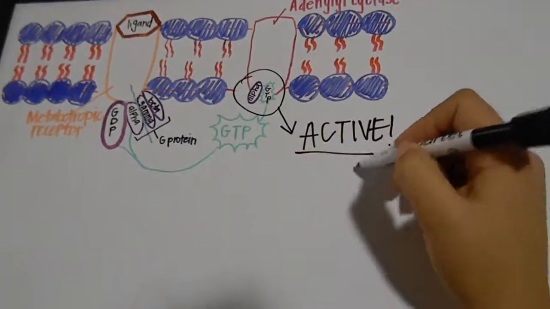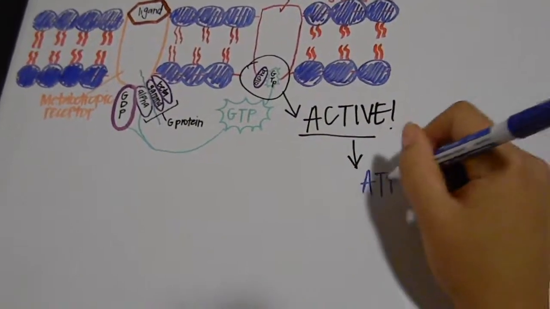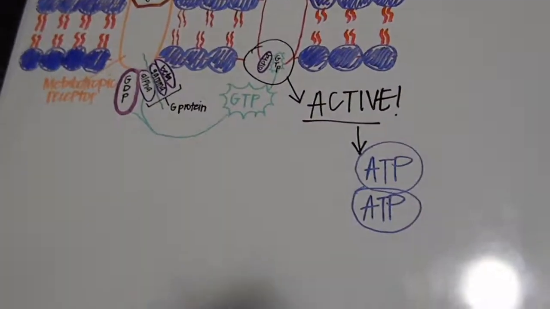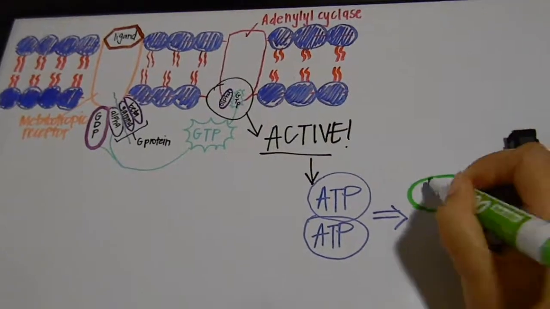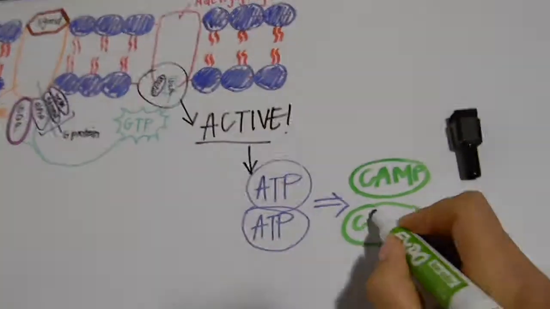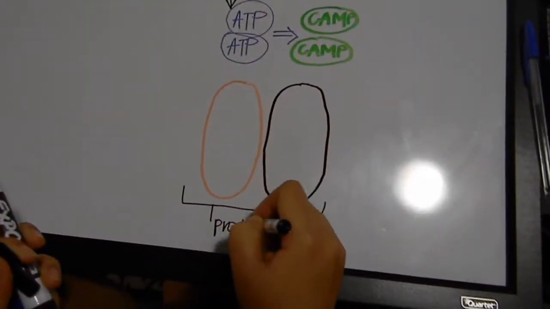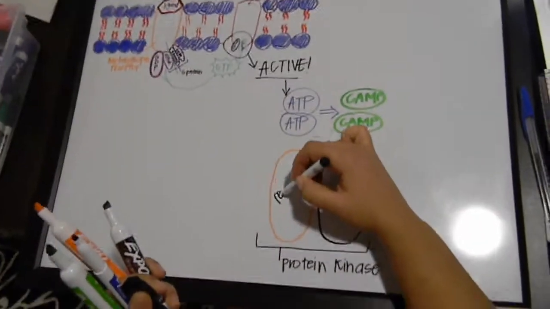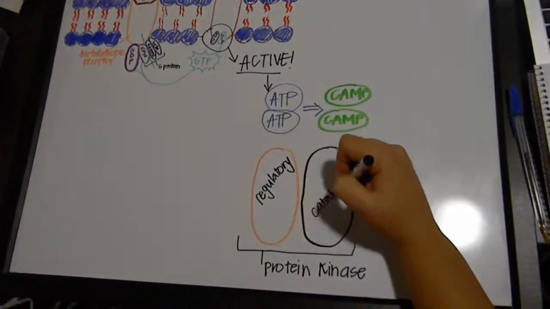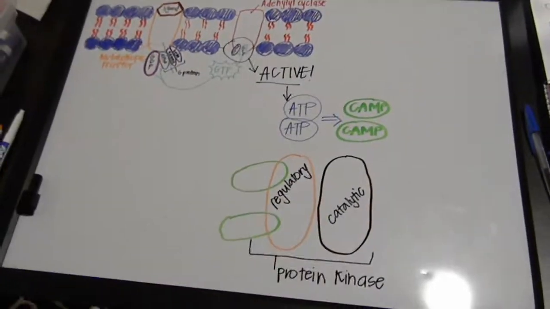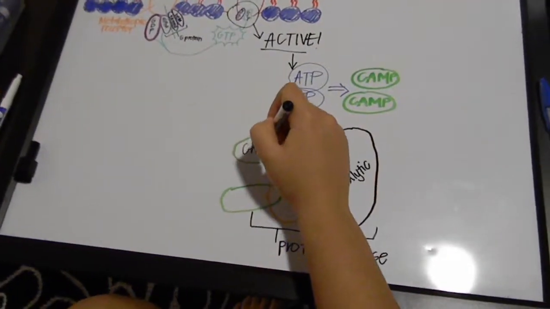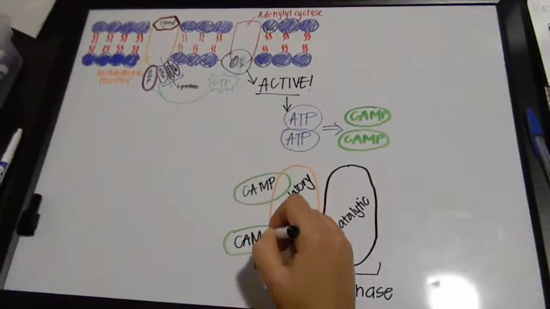Now that adenylyl cyclase is active, it is ready to turn ATP into cAMP, which is referred to as a secondary messenger. This is done with the help of phosphodiesterase, which is a catalyzing enzyme. Next, the protein kinase structure, which has 2 subunits, these being regulatory and catalytic, comes into play. The cAMPs that were previously made bind to the regulatory subunit.